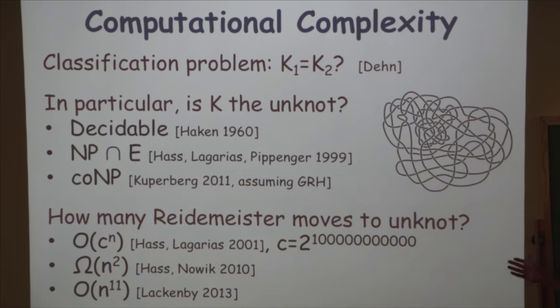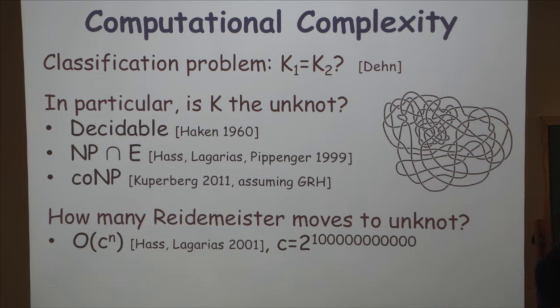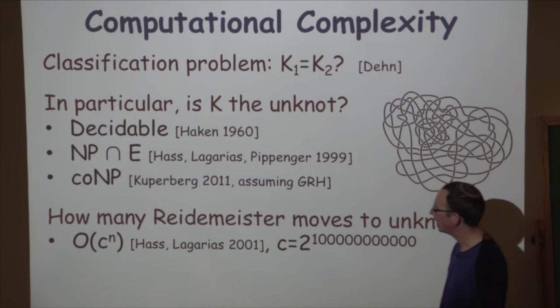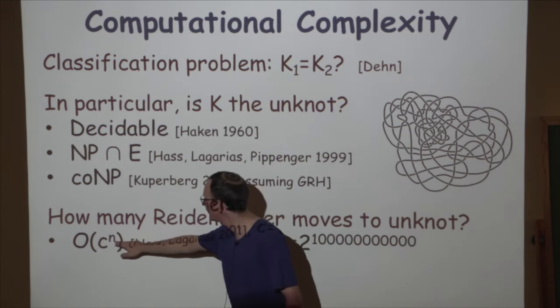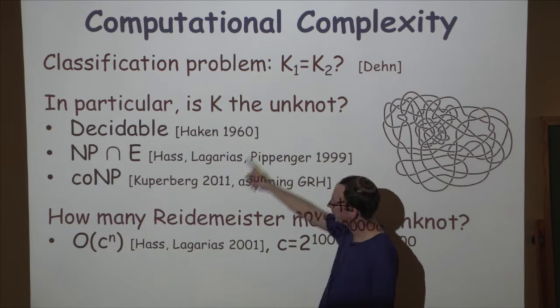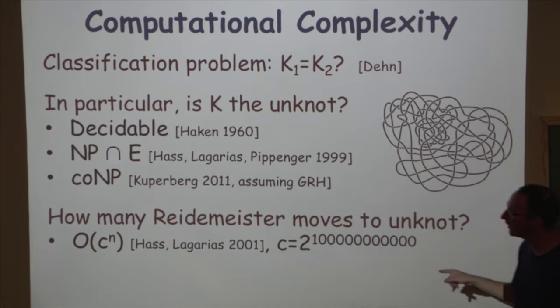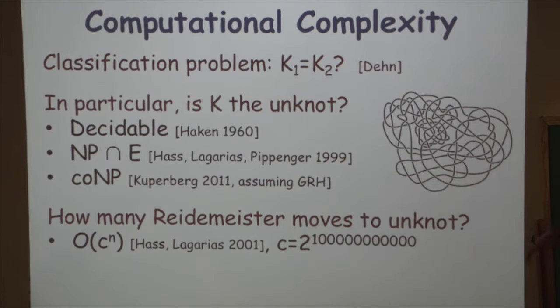Less is known. For example, it's not known to be solvable in exponential time. It is known to be decidable. The upper bound here for the classification problem for the number of Reidemeister moves is a tower of exponential height, so it's a very large number.